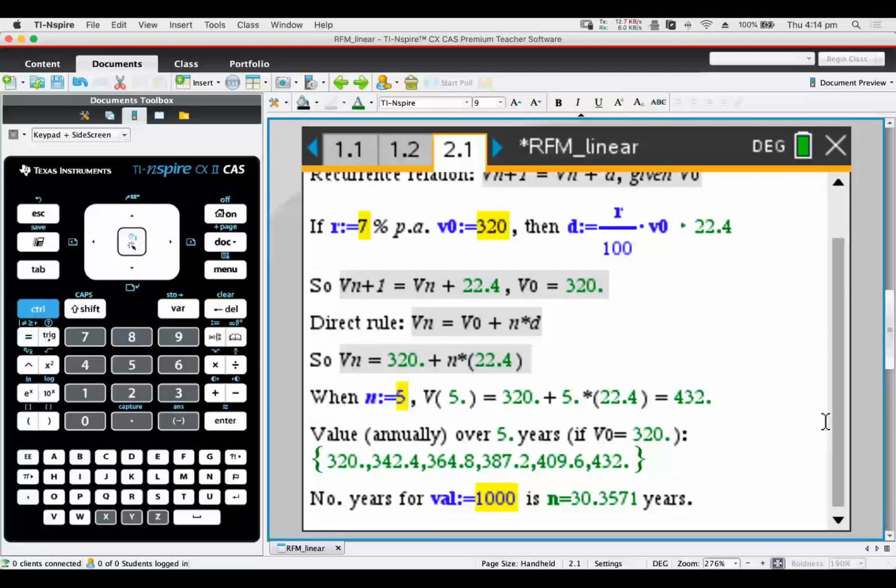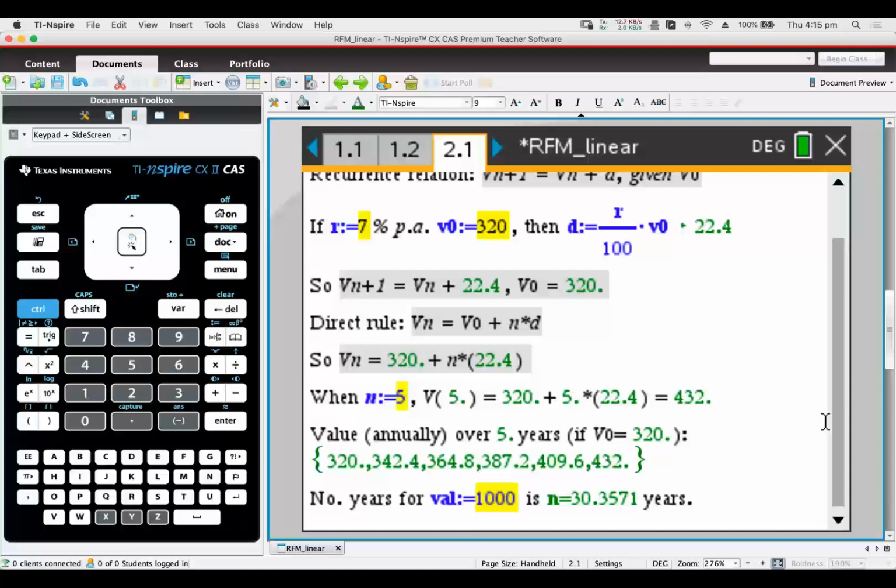The reason for that is, if you think about V0 being 320, and over a 5-year period, after 1 year it's 342.40, after 2 years 364.80, and so on. So there are 6 terms there, but the first one is denoted V0. So V5 is still 432, representing how much the value of that investment would be at the end of 5 years.